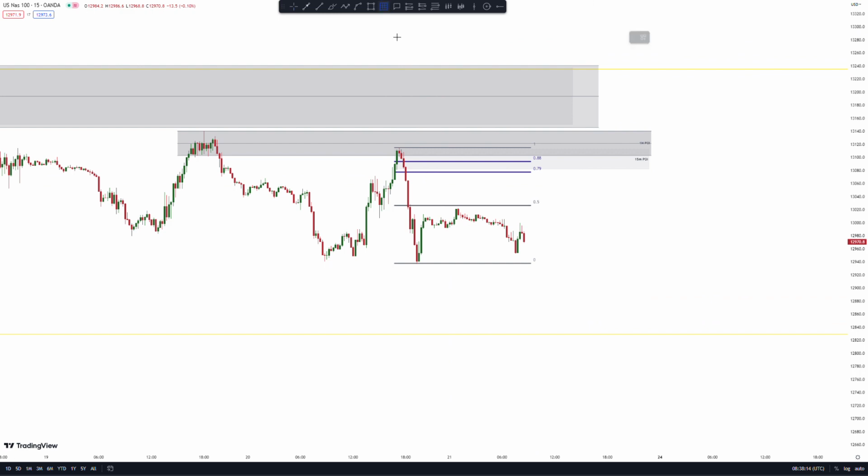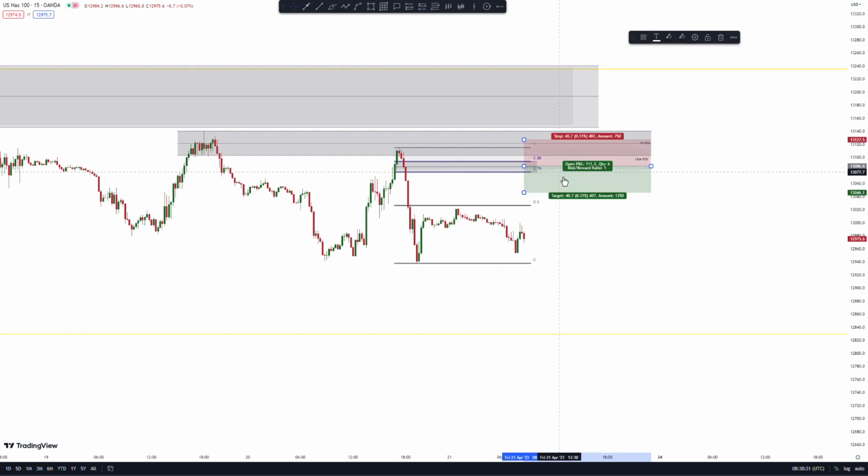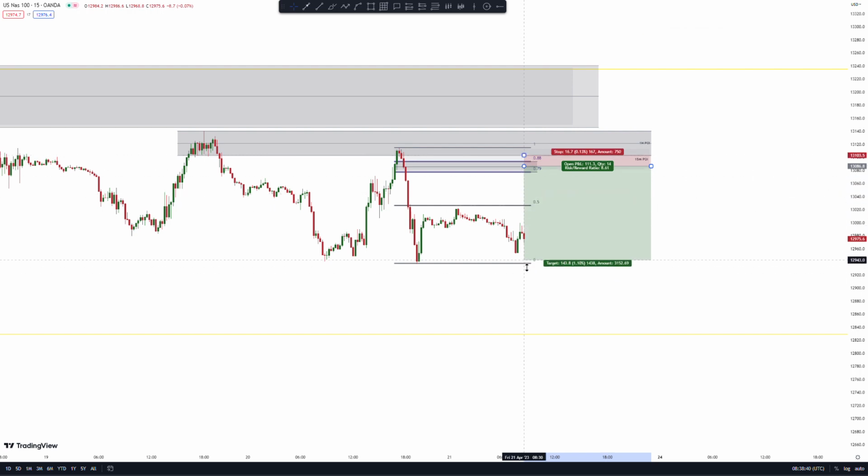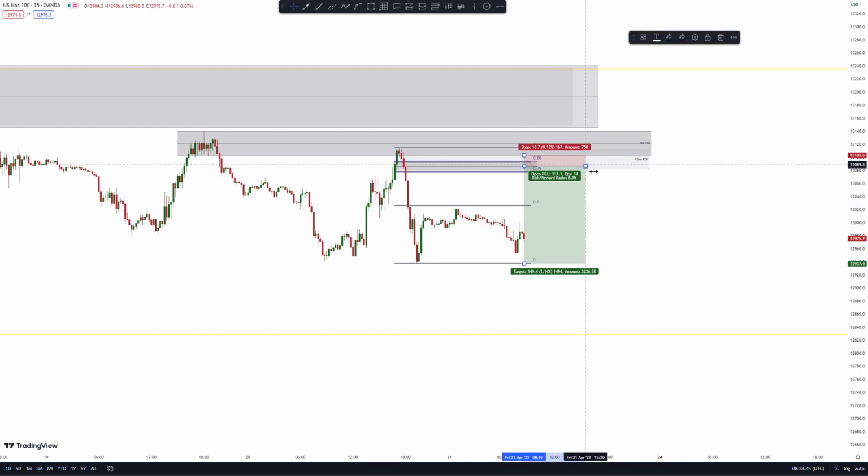Okay, not this one. Let's rather take this and place it here. Alright. So I think I'm gonna put my sells here. I'm gonna put my sells here and just put my stop loss just slightly above this, and I'm targeting this. Just wanna check this quickly.